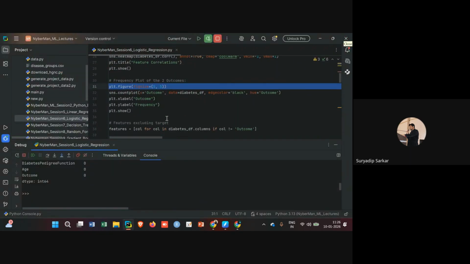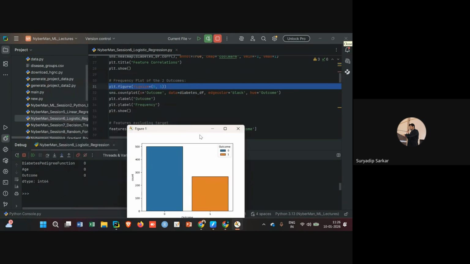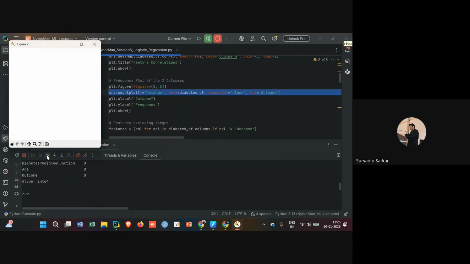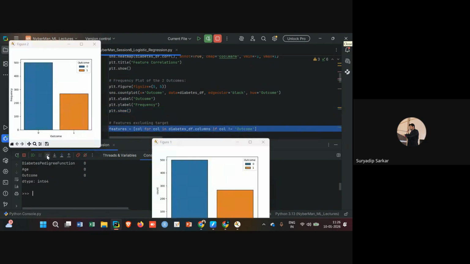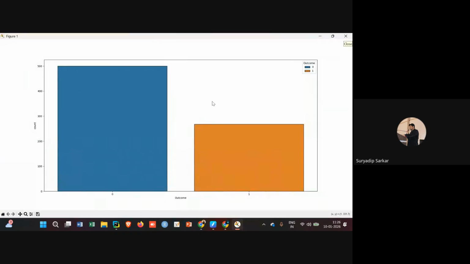Okay, now what we will do is we'll do a simple frequency plot of the two outcomes. Okay, so as you can see here, this came up automatically because I closed that previous plot. I'll quickly run this. You guys can also run it. Yeah, so this is the frequency plot. As you can see, this is nothing but a bar chart. There are two possible outcomes, 0 and 1, right? So 0 is for people who don't have diabetes and 1 is for people who have diabetes.